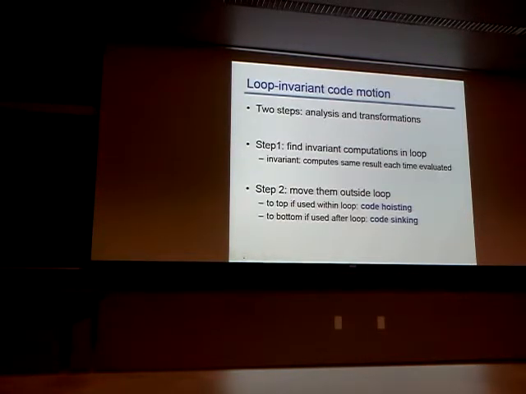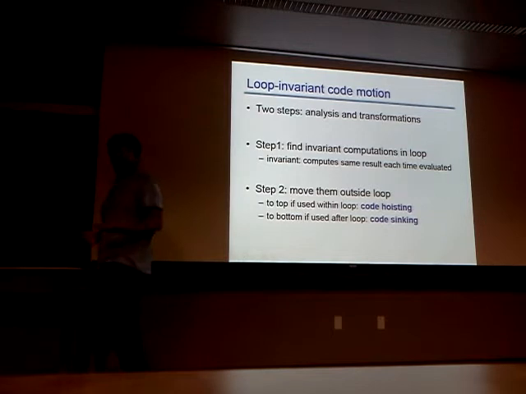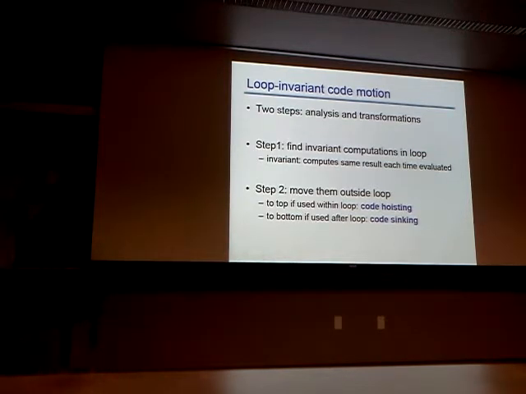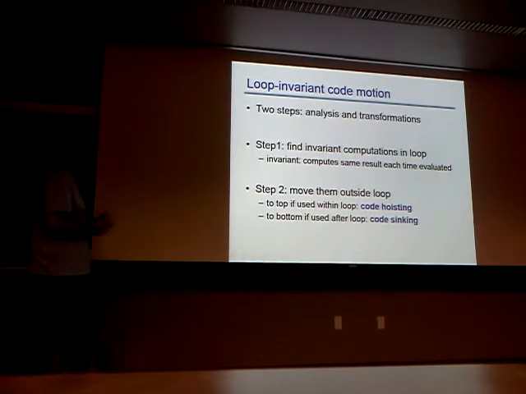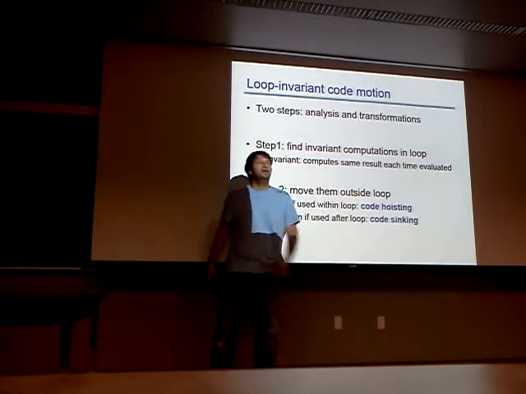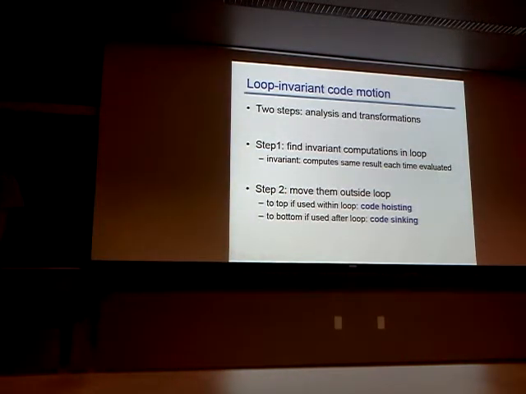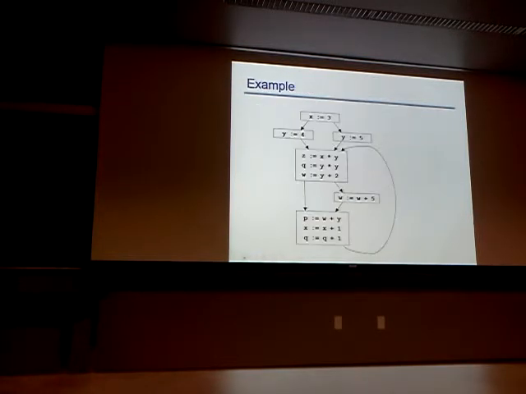So let's talk about loop invariance. There are two parts to loop invariant code motion, and it's very similar to a lot of other stuff: you first do an analysis, then you do a transformation. The analysis figures out what things are invariant, and the second step is to actually move those invariant things outside of the loop, either before the loop, which is called code hoisting, or after the loop, called code sinking. Let's take a look at an example.